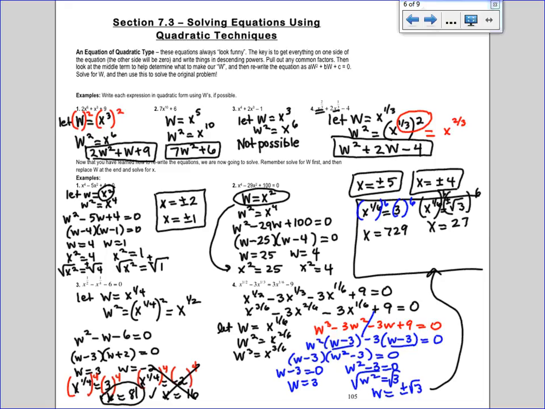All right, you can check both of those answers. They're not too hard to check. Both of them do work. So both actually are solutions.